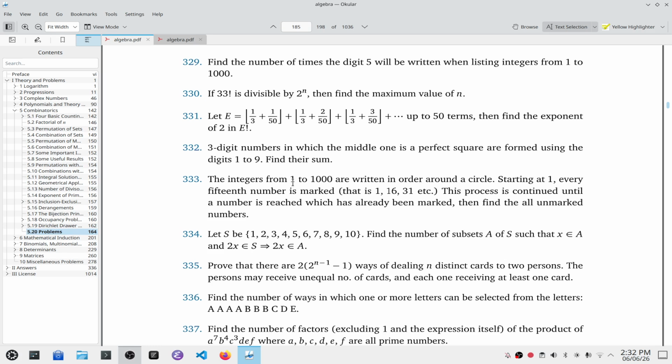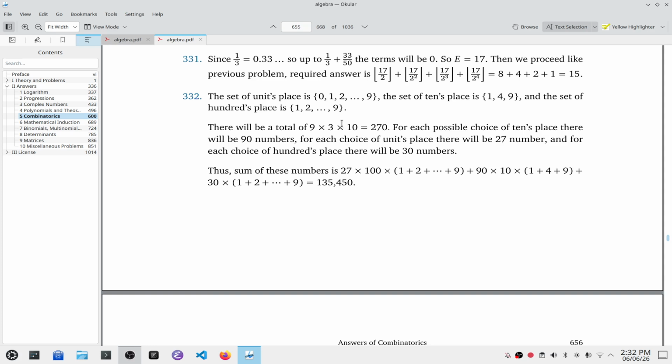Okay, so let's reread the question, that is what we have to do. So a 3-digit number is there, middle one is a perfect square, and digits are 1 to 9. So since the middle digit, that is tens place, is a perfect square, it can be 1, 4, 9 only, and units place can be 0 to 9, and hundreds place is 1 to 9. So we have a total of 270 choices.